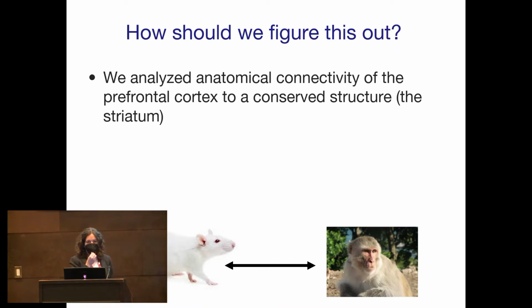So we figured out that we could use the wiring diagram of the brain to answer this question. So we analyzed anatomical connectivity, those axons projecting, of a particular part of the brain. The dorsal anterior cingulate cortex is part of the prefrontal cortex. It's the front of your brain. It's the part of your brain that's most enlarged relative to other species.